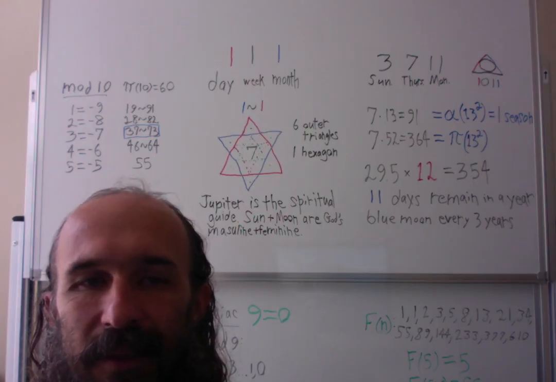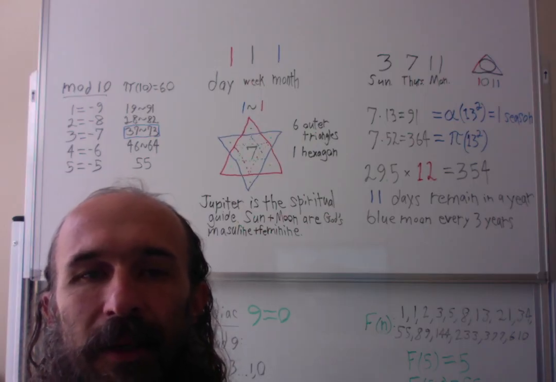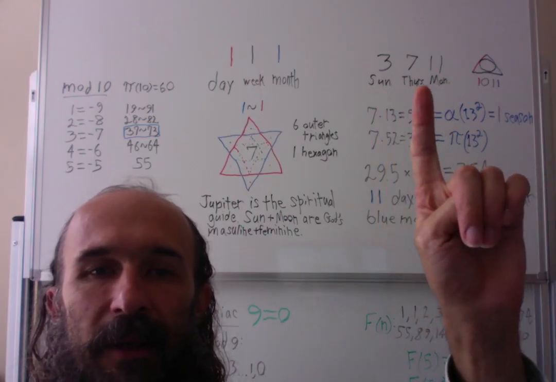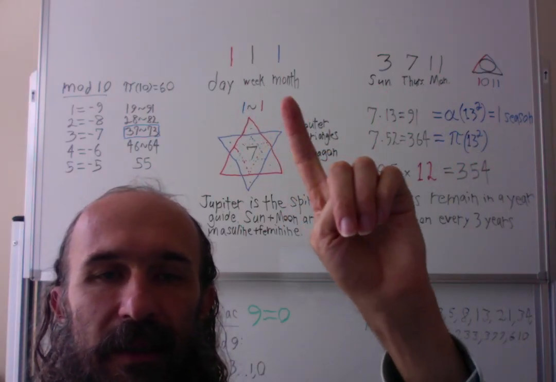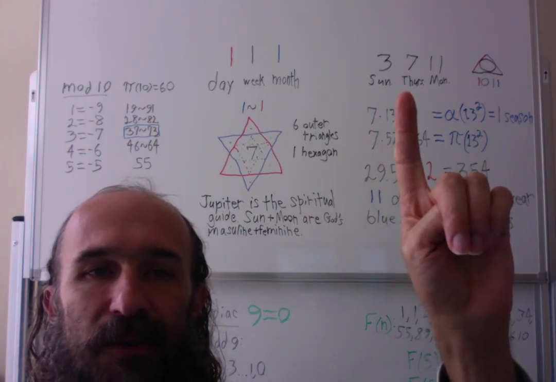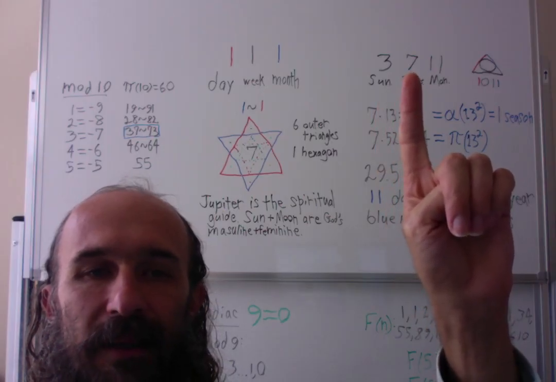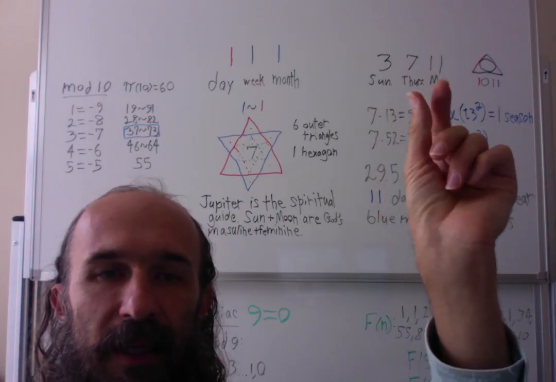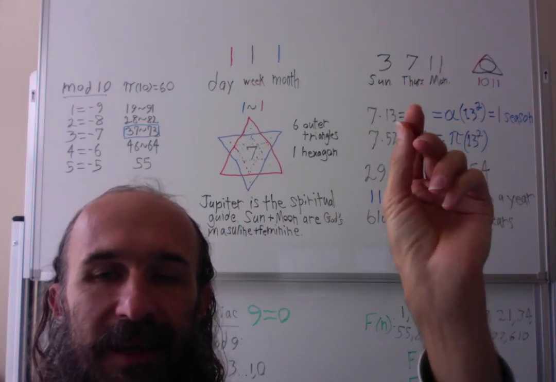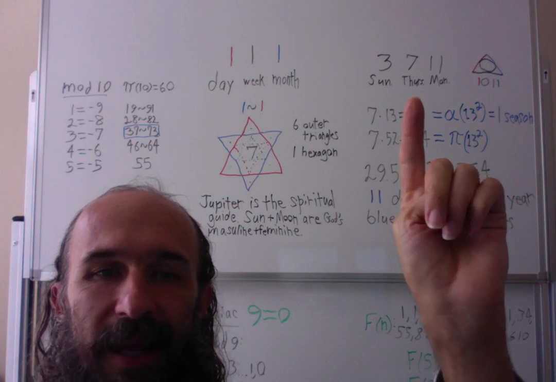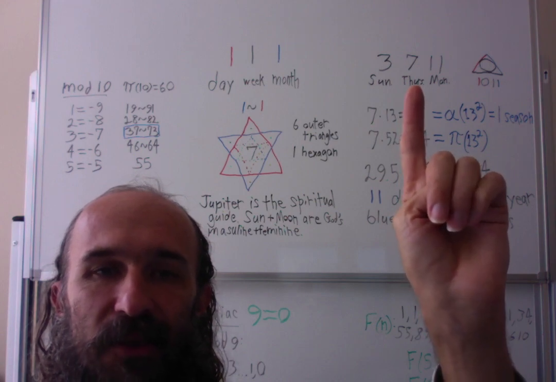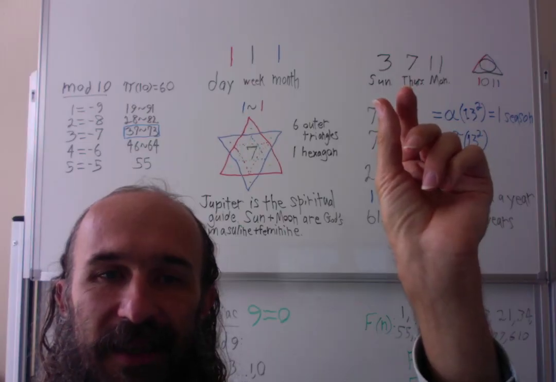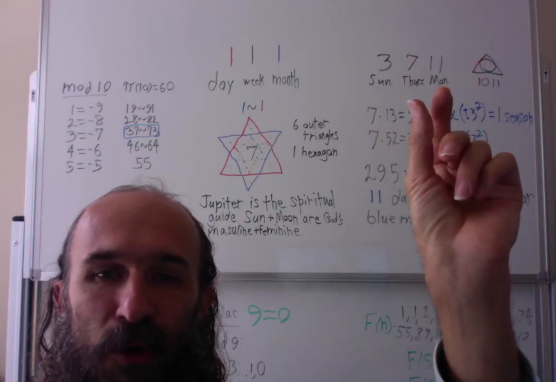We can see that when we look at the prime numbers, 3, 7, and 11 are the prime numbers for our trinity here. Jupiter is right at the midpoint between 3 and 11. 4 more than 3 and 4 less than 11. And we see the same pattern happening in the week because Thursday is also 4 days after Sunday and 4 days before Monday.